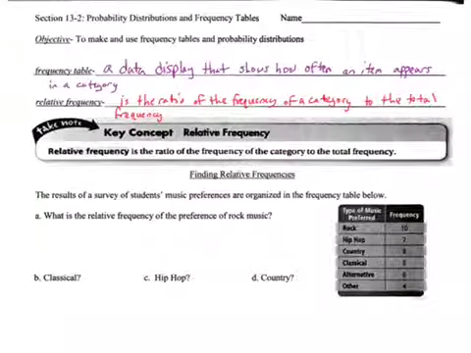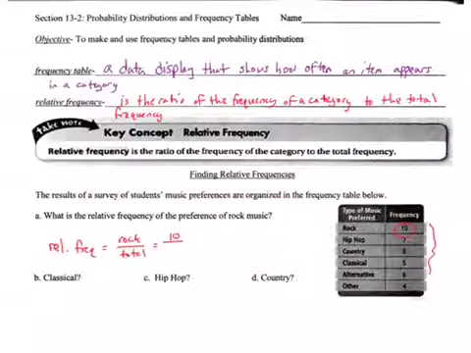So, finding relative frequencies. What is the relative frequency of the preference of rock music? If we look at this frequency table, we get that 10 kids preferred rock music. So relative frequency is going to be equal to rock over the total number of kids in the frequency table. We know we've got 10 kids that like rock music, and there's a total of 40 students in the frequency table. So it's 10 to 40, or 1 out of 4, or 1/4, is your relative frequency.